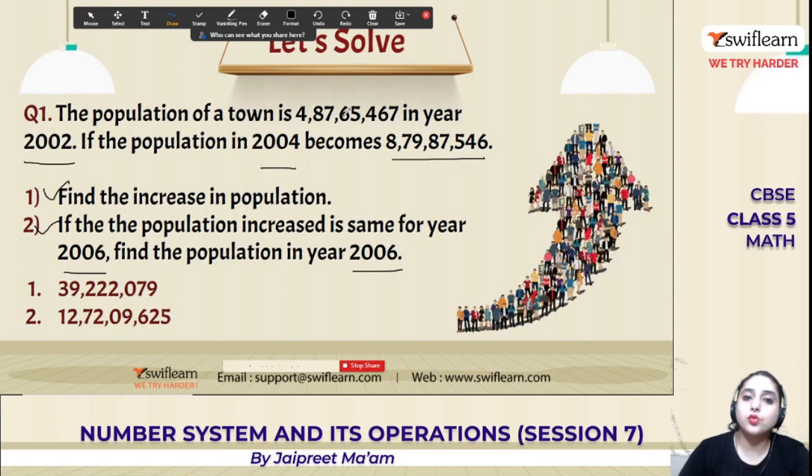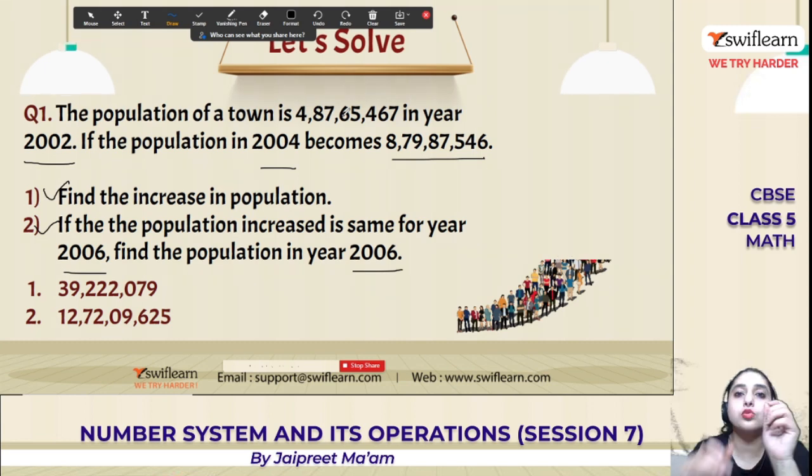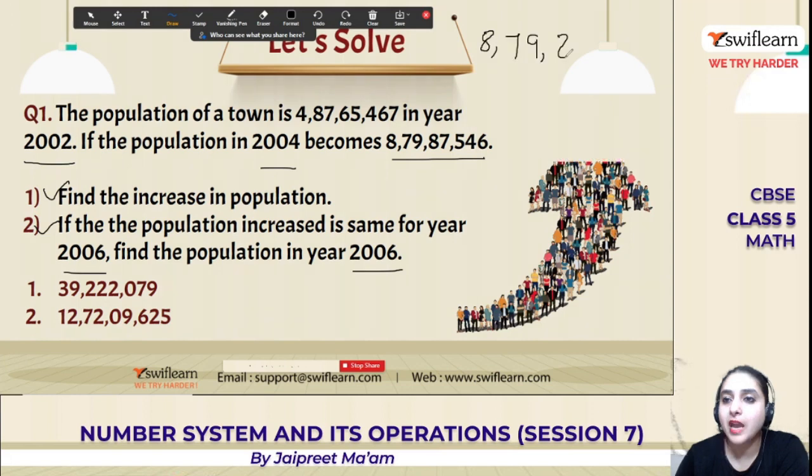हमें क्या करना है? 2002 की population दी है and 2004 की population दी है. You have to find the increase कि 2002 से 2004 तक कितना increase हुआ है population में. Yes, correct. We have to do the subtraction. Write your answer in the comment box. And whosoever will write first, I will announce his name.